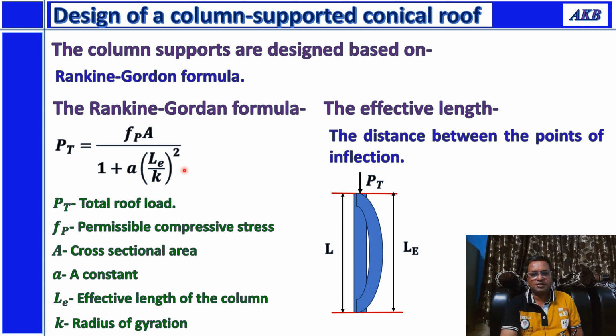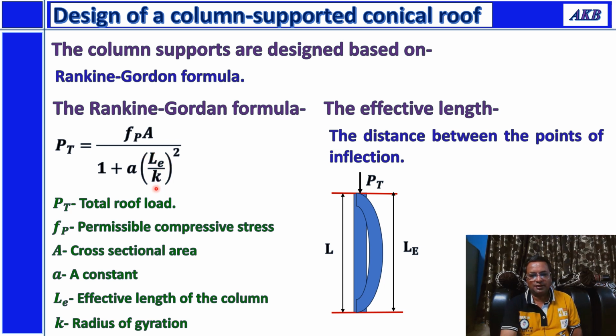Then how to use this formula? The total load will be estimated first. The permissible stress will be known to us. The cross-sectional area will be known to us. So you can just find the dimension, you can get the cross-sectional area, and you can get the effective length.